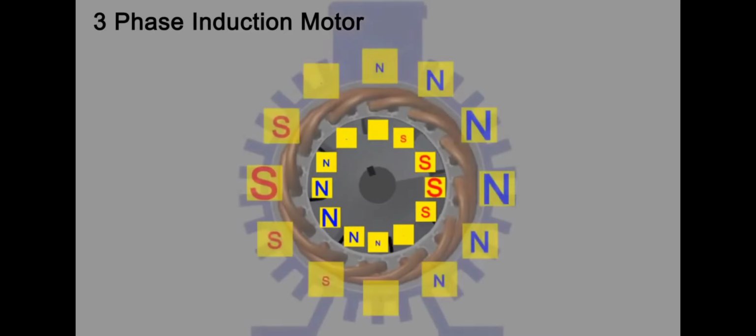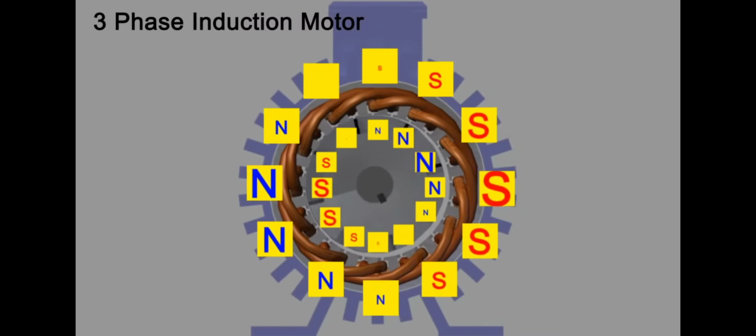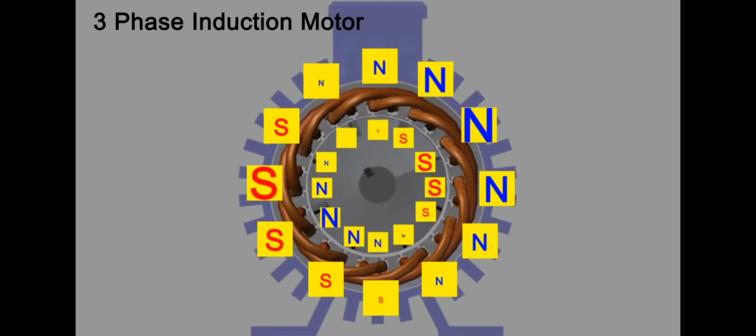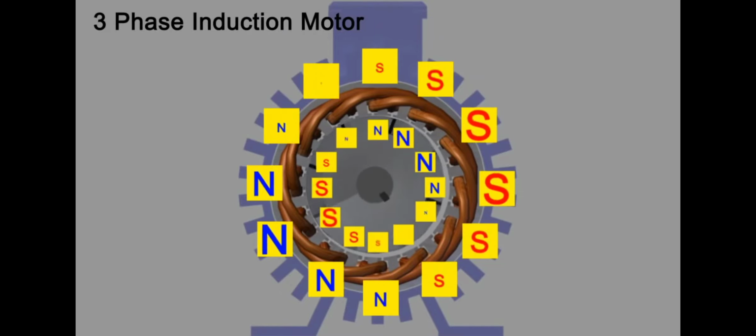Therefore, in this process, poles are induced on the surface of the rotor, and these poles always try to catch the opposite poles which are rotating on the stator periphery. Thus, the rotor rotates in the direction of the rotating magnetic flux.